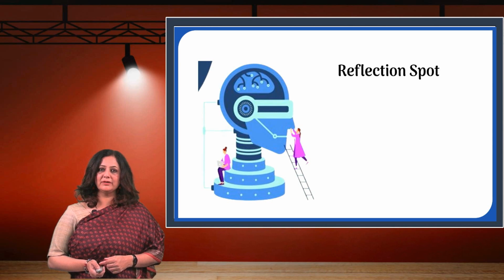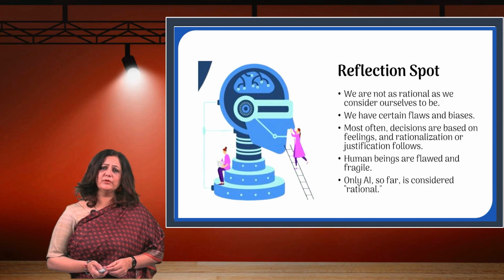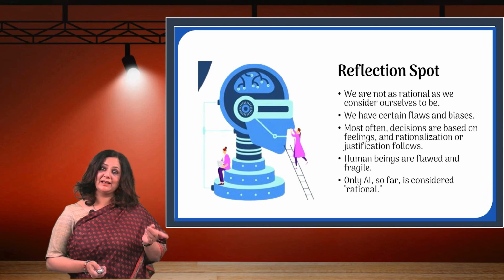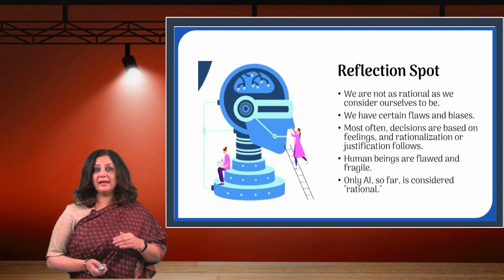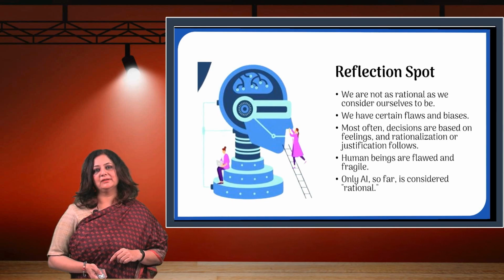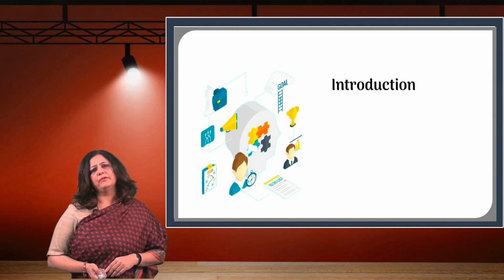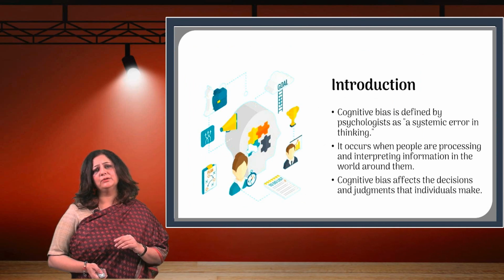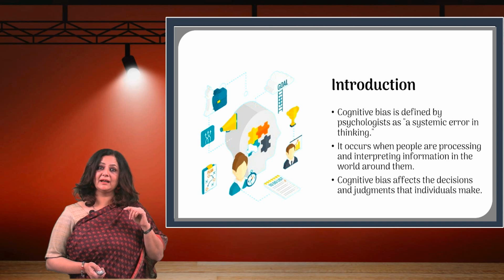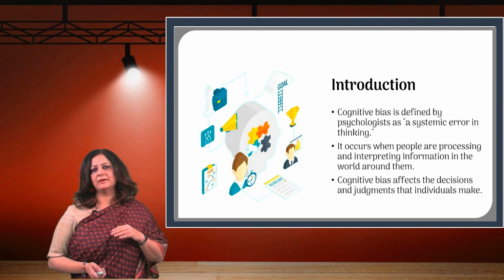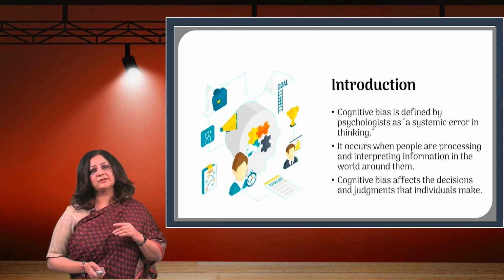We have certain flaws, certain biases, and more often than not, we take decisions based on feelings and rationalize or justify them later. Human beings are flawed and fragile. Only AI so far is completely rational. One such flaw or way of systematic functioning of the human brain is cognitive bias, which is defined by a psychologist as a systemic error in thinking that occurs when people are processing and interpreting information in the world around them, and it affects the decisions and judgments that they make.